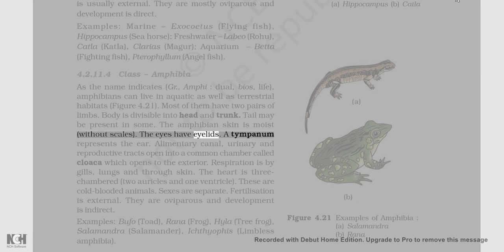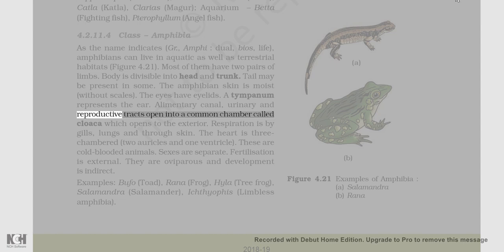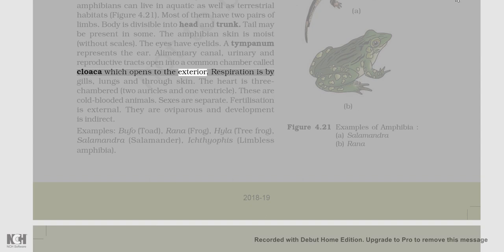Alimentary canal, urinary and reproductive tracts open into a common chamber called cloaca, which opens to the exterior. Respiration is by gills, lungs, and through skin. The heart is three-chambered, two auricles and one ventricle. These are cold-blooded animals. Sexes are separate. Fertilization is external. They are oviparous and development is indirect. Examples: Bufo, toad, Rana, frog, Hyla, tree frog, Salamandra, salamander, Ichthyophis, limbless amphibia.